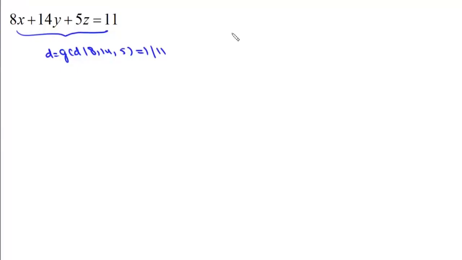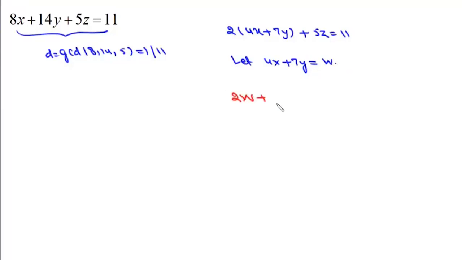So what we'll do is, we'll rewrite this equation as 2 into (4x plus 7y) plus 5z equals 11. And now we'll let 4x plus 7y be some other variable, say w. So now we have this simple linear equation, which is 2w plus 5z, and it is equal to 11. Now for this equation, the GCD of 2 and 5 is 1, and 1 divides 11. So this equation is solvable.